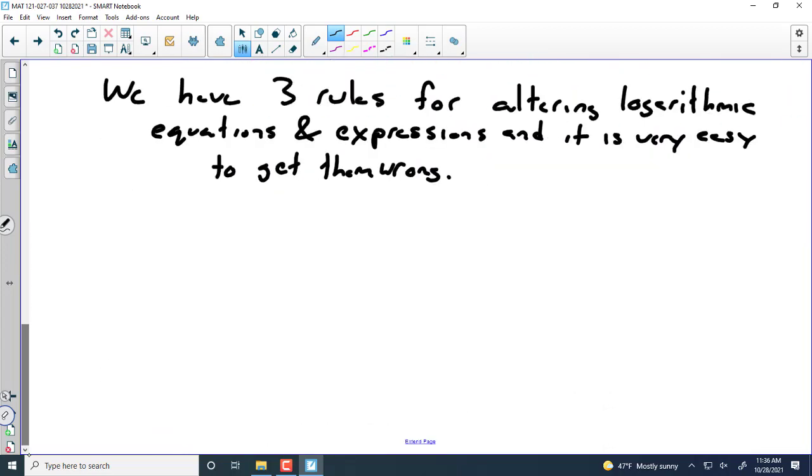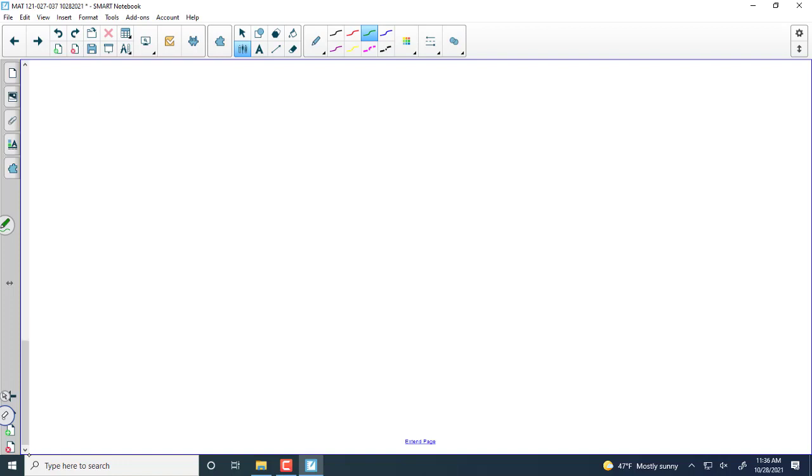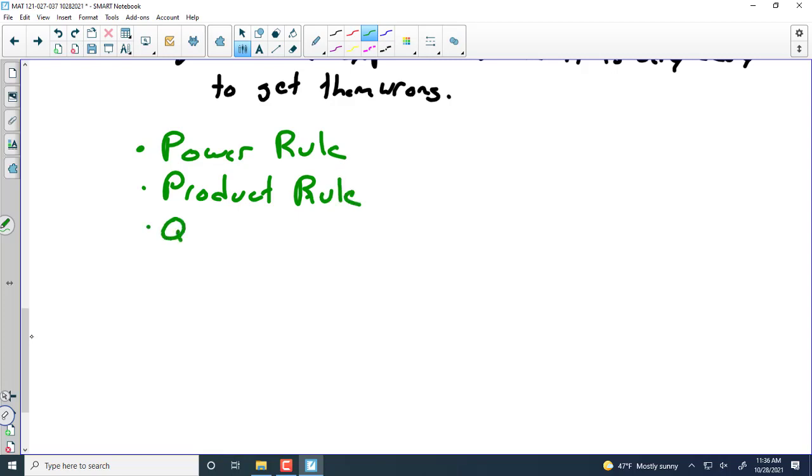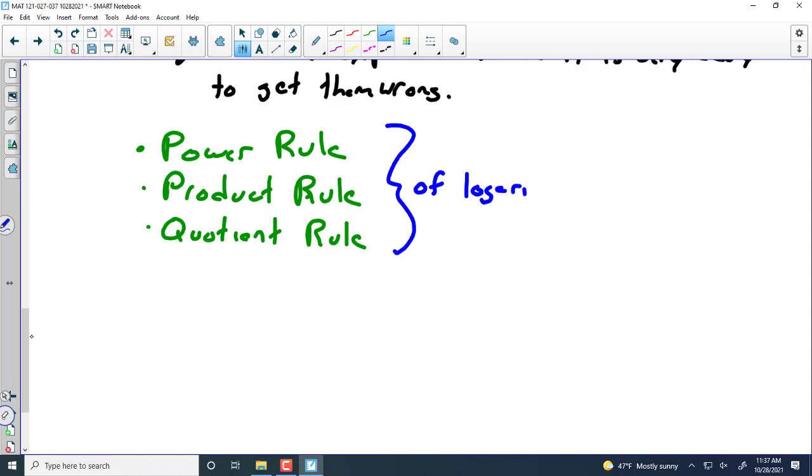So we're going to learn some new rules today for logarithms. But we have to pay very close attention to how they work so we don't make up a rule that doesn't exist. So we are going to learn the power rule, the product rule, and the quotient rule. And it's actually better to say the power rule, the product rule, the quotient rule of logarithms. And I'll tell you why.